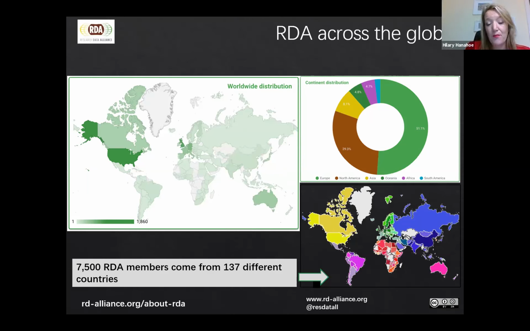However, we do very much care about the whole world, and we are 137 different countries, and all of our activities are focused on ensuring that it is as international, as open and as inclusive as possible. About 67% of these members come from research and academia, and interestingly, just over 1,500 of them classify themselves as researchers in their field or domain or area of work.